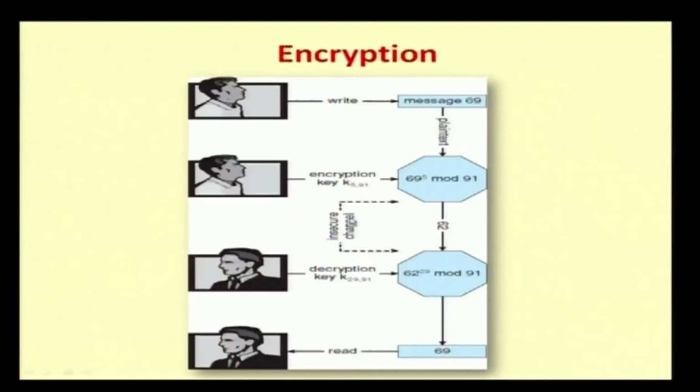So this is what encryption is. Encryption is changing the original text into a different format. That format you call a ciphertext. When you change the original message to a different format, we call it a ciphertext.